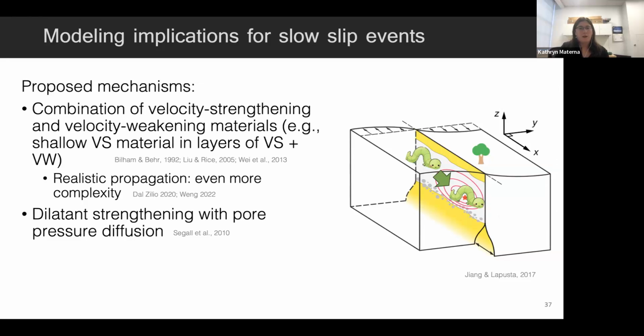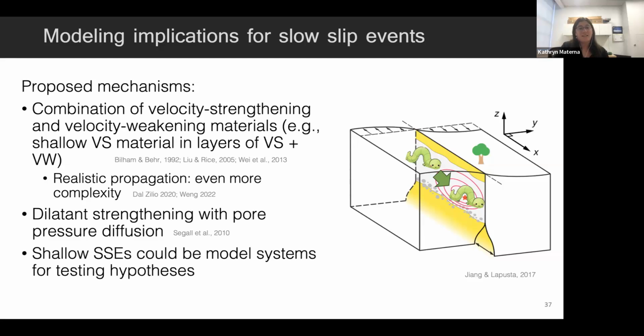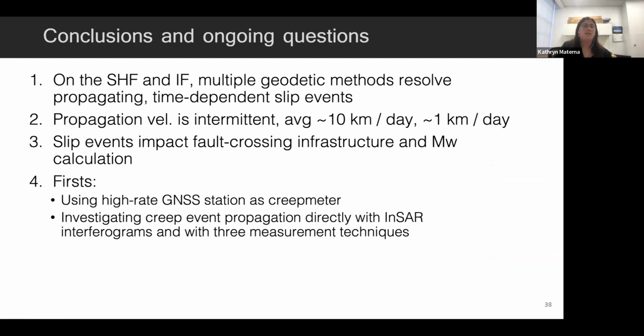I'm not going to posit which ones of these are the best for explaining our particular observations. I think that is work that can follow more in the future. But what I'll say here is that the shallow slow slip events that we're seeing and we're resolving in time and space could be model systems to help us test these various hypotheses. And they could present data sets that we can model in the future. So I'll conclude with a couple of key points and leave with some open questions as well.